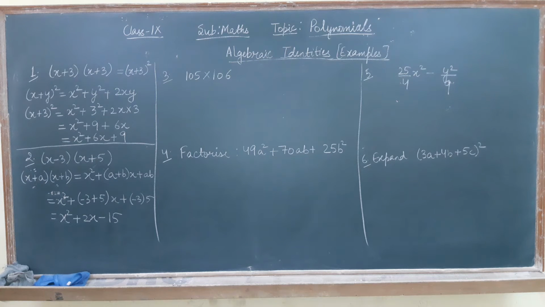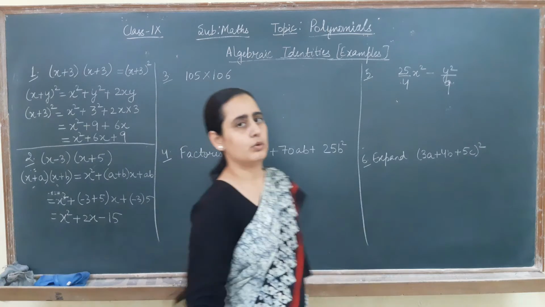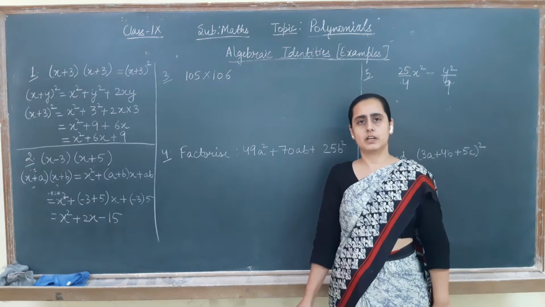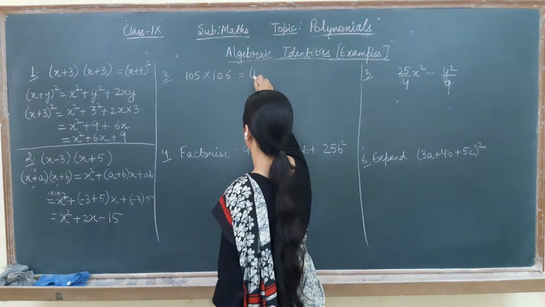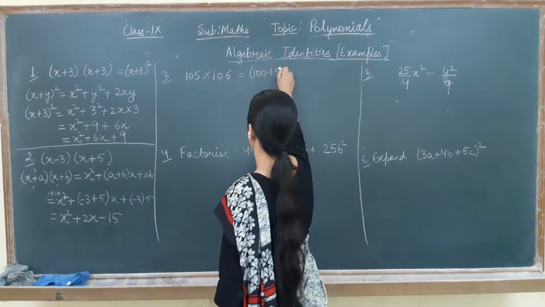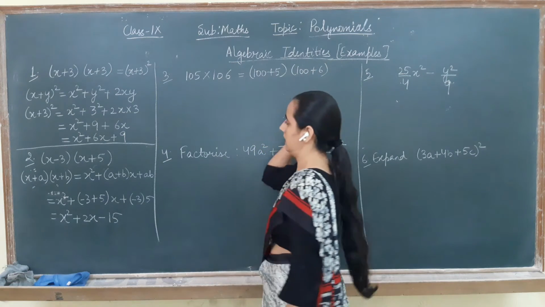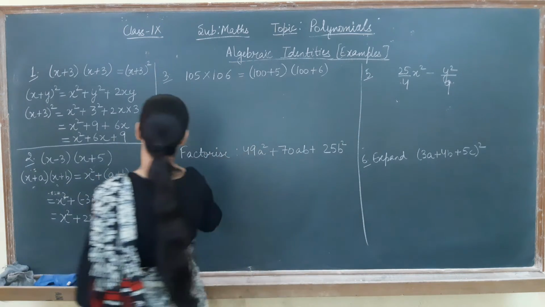Let us move to the next now. Again, the question is evaluate using the identity. Now we know that whenever we have numbers in the form of 10, 100, 1000, it becomes very easy to calculate. So firstly we will convert it in that form, like 105 can be written as 100 plus 5 and 106 can be written as 100 plus 6. So that means it has taken this form. We will be using this identity only.